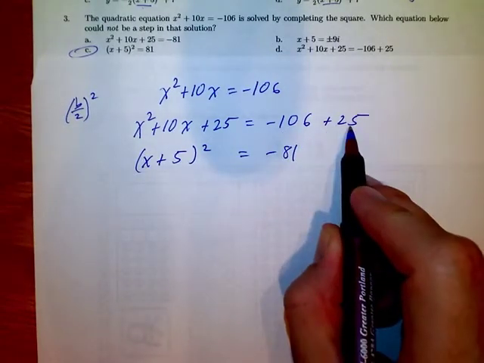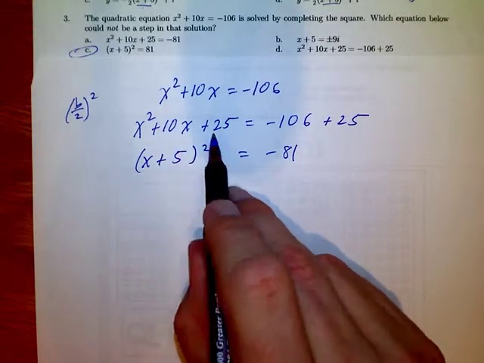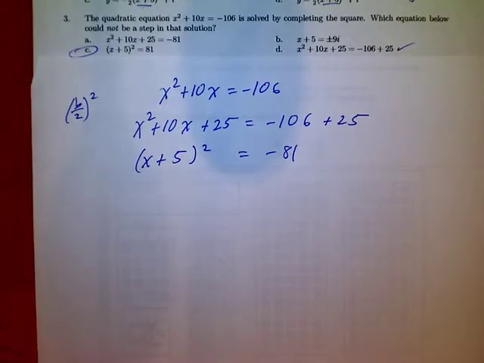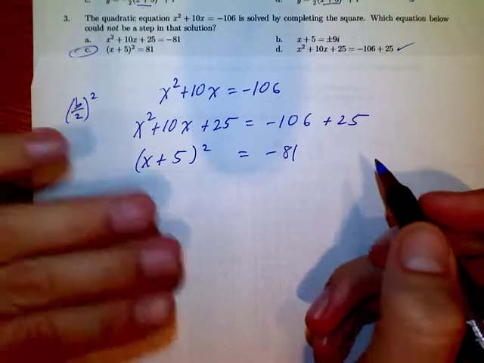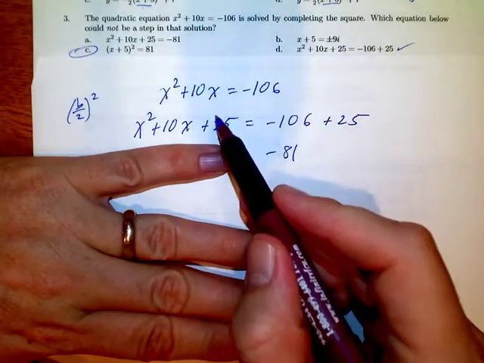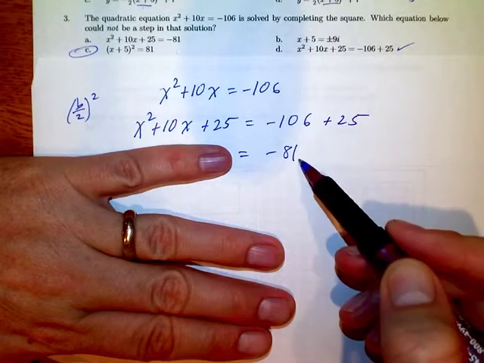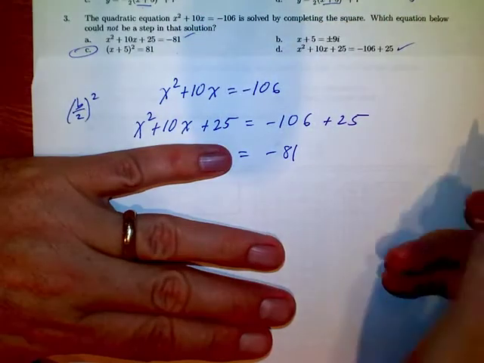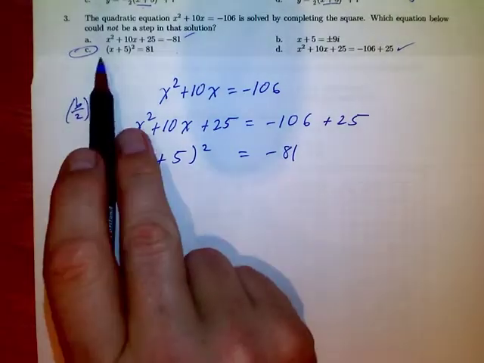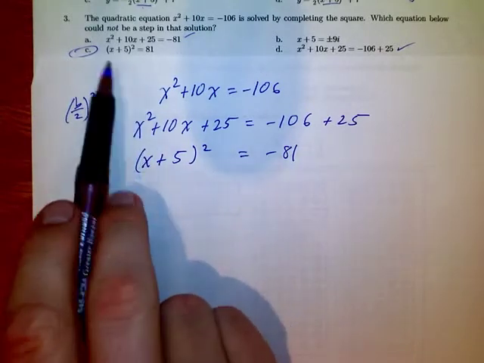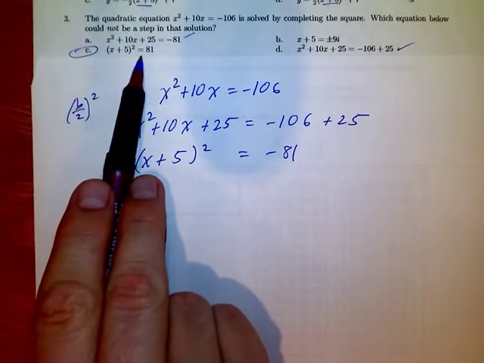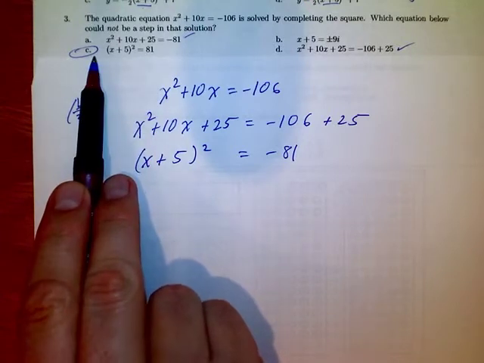So going back to the original problem, -106 plus 25, x² + 10x + 25, that's D. That is a step in the solution. And A could also be a step in the solution if you had simplified the right hand side first. Now, C looks like that could be a step. However, this is equal to negative 81, and this says (x + 5)² equals positive 81. So that could not be a step in the solution.